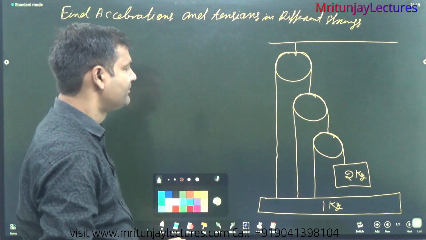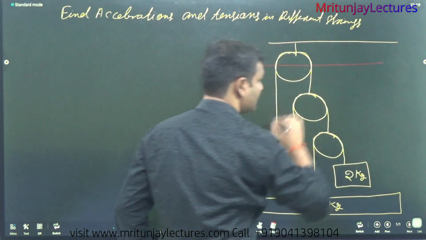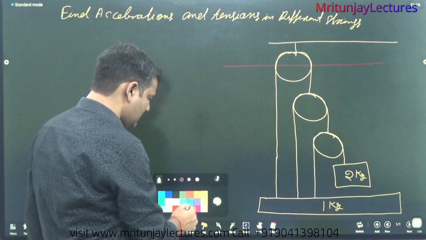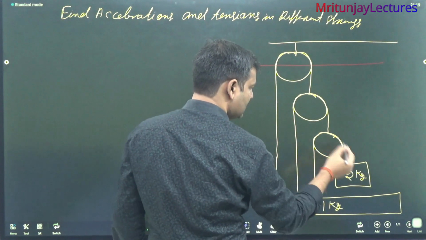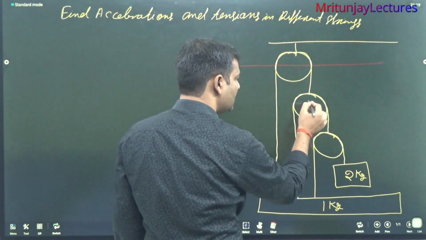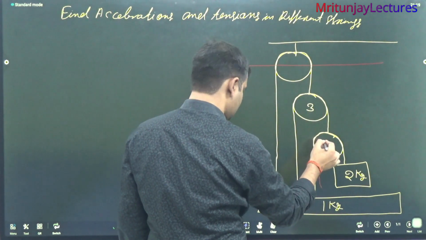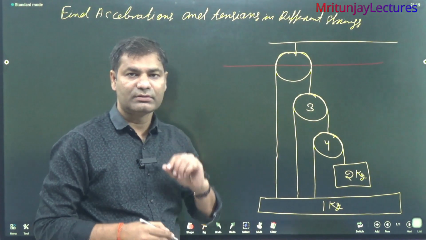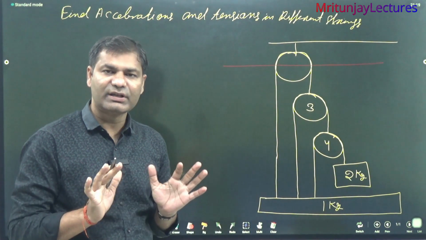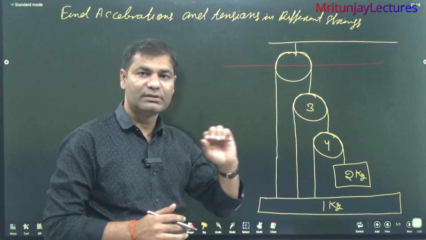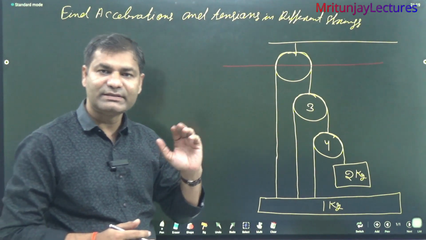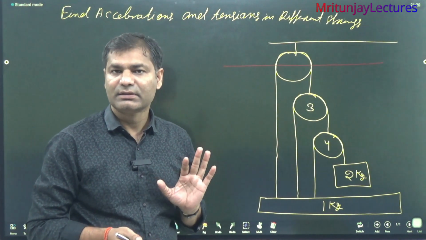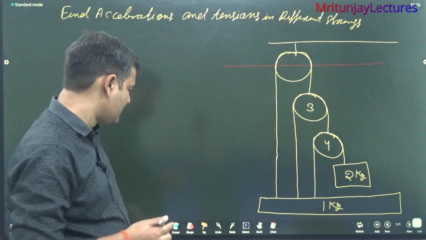First of all, consider that this is a fixed point, and this block is 1, here 2, here 3 and here 4. The question mentions that all strings are massless and the pulleys are massless, the surface is frictionless, and these three are massless pulleys. So how can we do it?